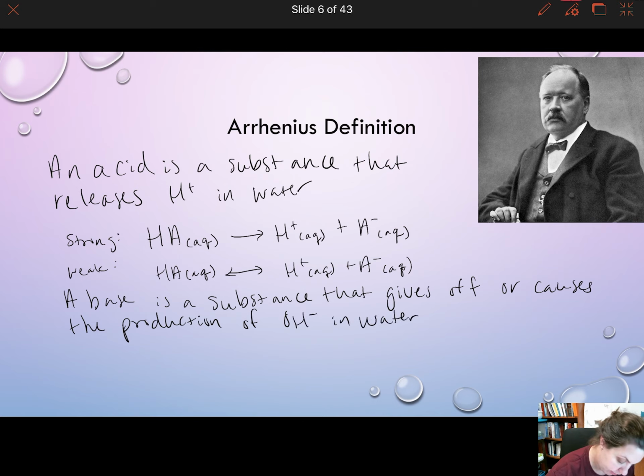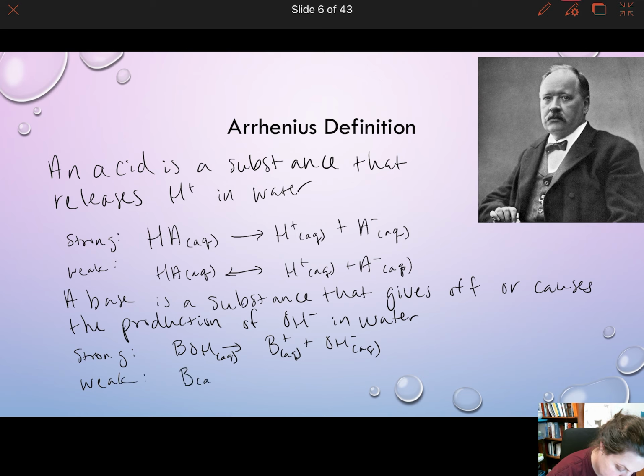So we can either look at a strong acid, or sorry, a strong base. When it dissociates, we produce hydroxide ions, or in the case of a weak base, it will actually react with water to produce our hydroxide ions.